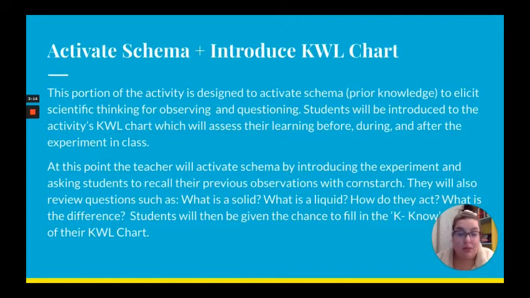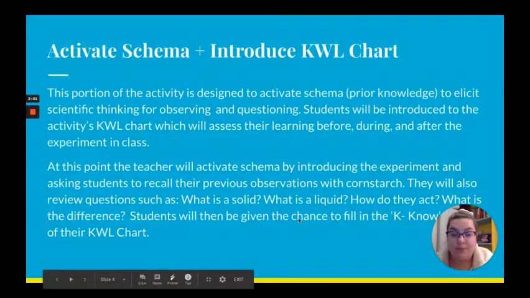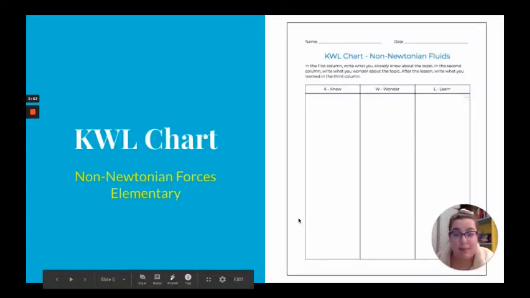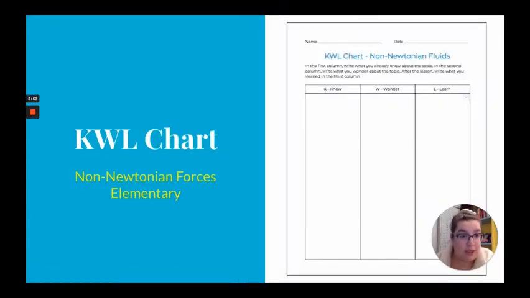At this point, the teacher will activate schema by introducing the experiment and asking students to recall their previous observations with cornstarch. They will also review questions such as, what is a solid? What is a liquid? How do they act? What is the difference? Students will then be given the chance to fill out the Know column of their KWL chart. So here's my example of my KWL chart that I chose to create for this experiment with some instructions on the top.